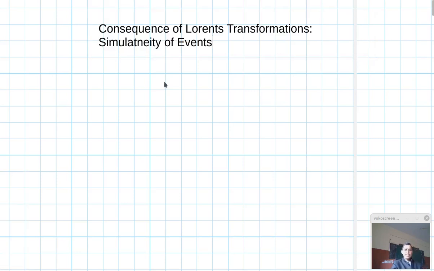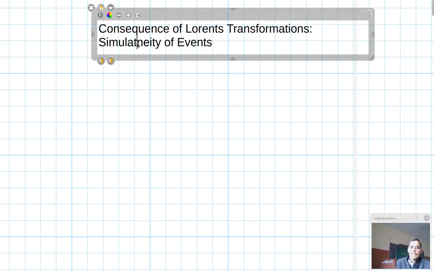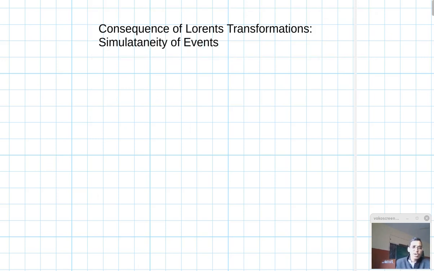So in the earlier lecture I talked about a very important consequence of Lorentz transformation, that is length contraction. Now today I am going to talk about another very important consequence, that is also a consequence of Lorentz transformation, and we call that simultaneity of events. Let me talk about that.